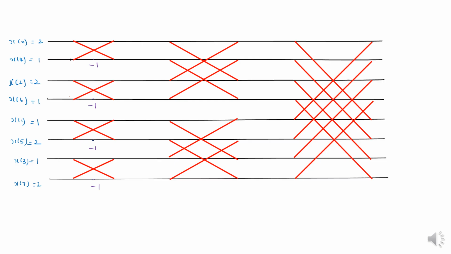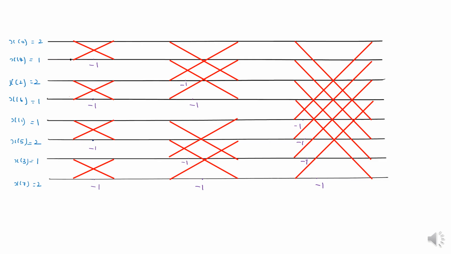Similarly, for stage 2, it is drawn along the third line, value is minus 1, along the fourth line and its value is minus 1. Similarly, along the seventh line whose value is minus 1 and along the eighth line it is minus 1. In stage 3, it is drawn along the fifth line, sixth line, seventh line and along the eighth line. So these are the multipliers.